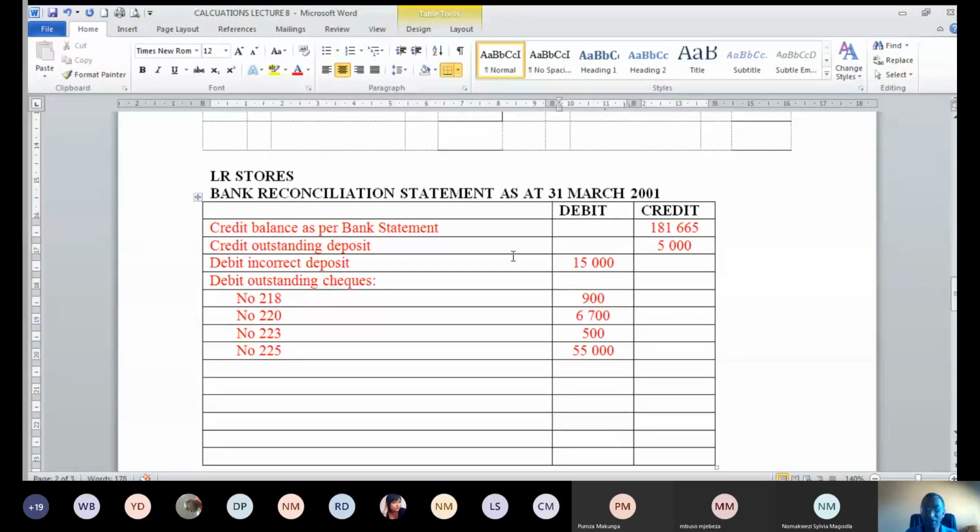In your reconciliation statement, you will indicate that, and you will call that under your heading, debit your outstanding checks. The individual check numbers and the amounts must be indicated.